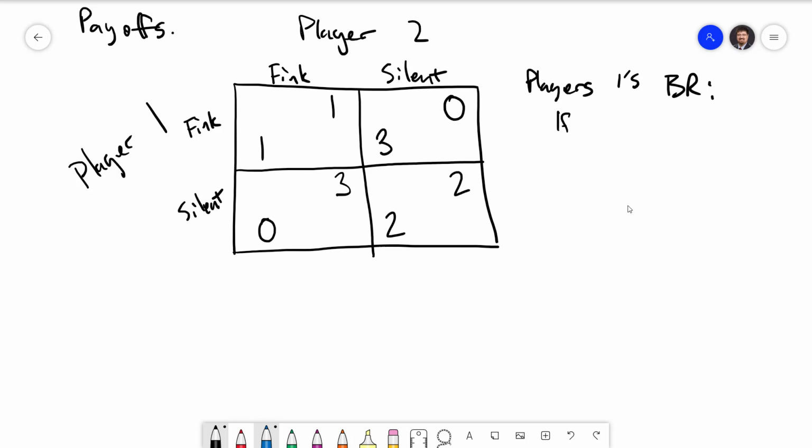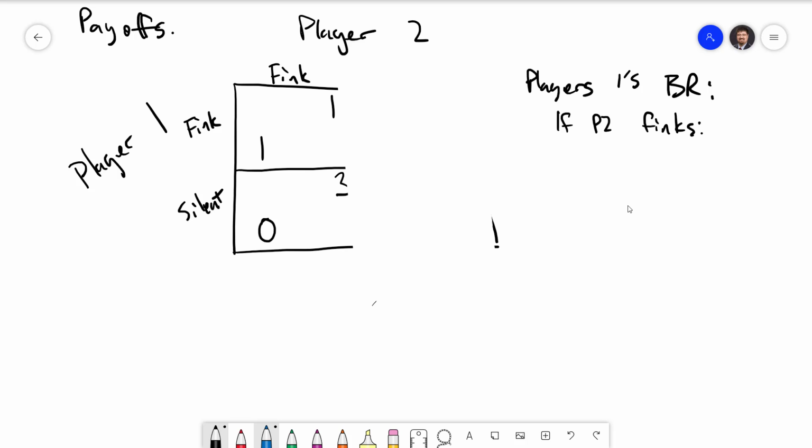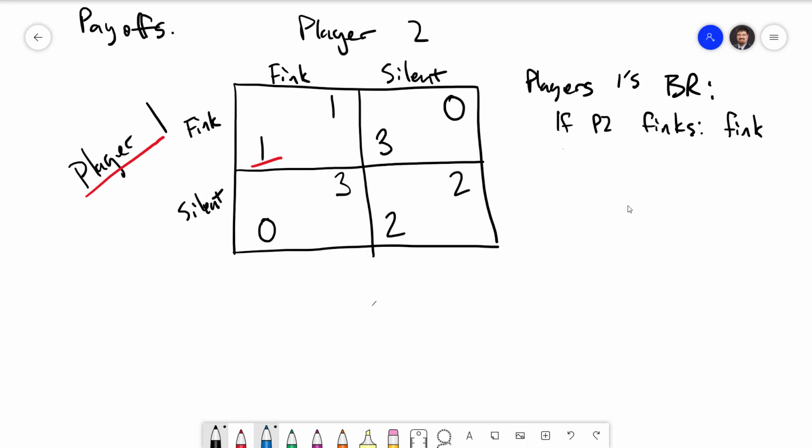First, let's assume that player 2 finks. I'm going to cover up the half of the game where player 2 stays silent, and we're just going to look at what player 1's best response is going to be. If player 1 also finks, they get 1 utility, but if they stay silent, they get 0. Therefore, it's better for player 1 to fink. I'm going to underline player 1's best responses with red, and I'll write down that player 1 is going to fink.